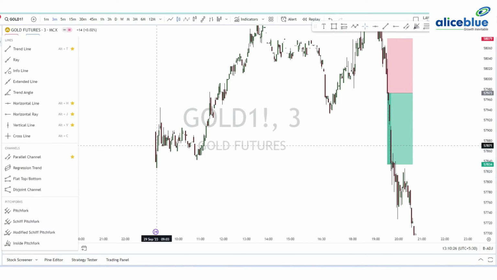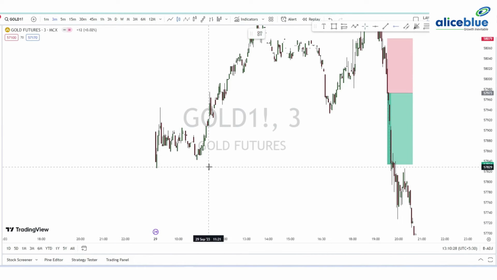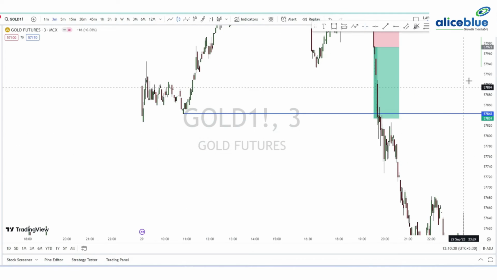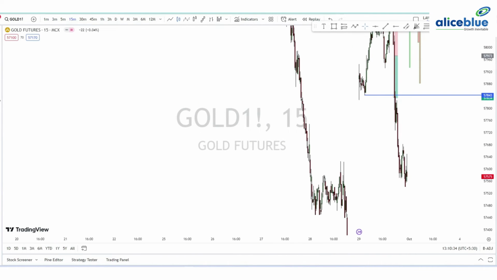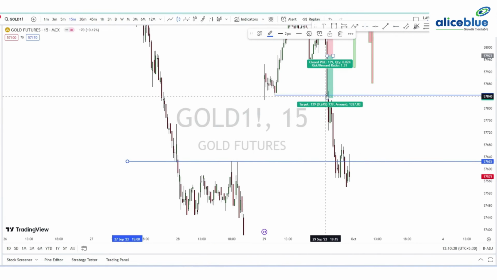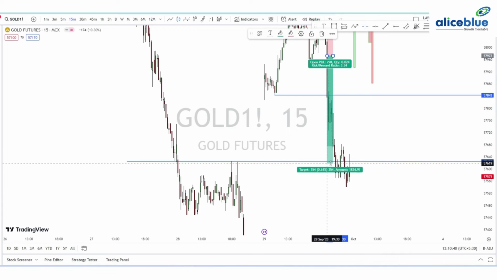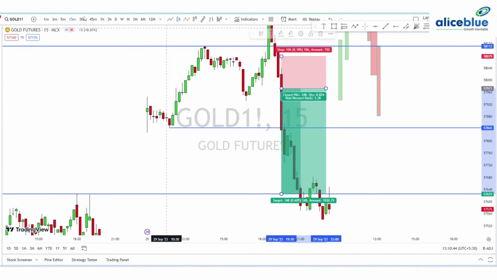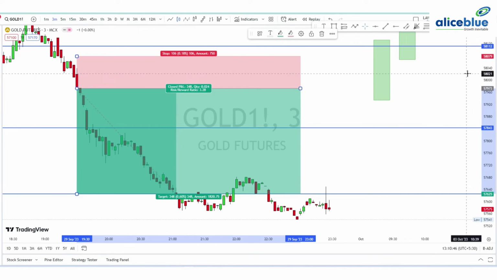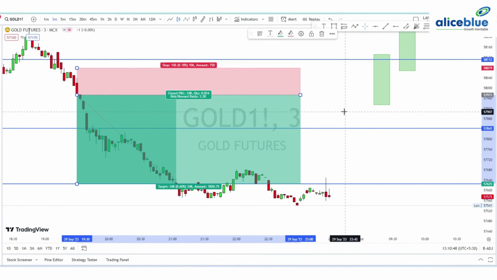This is the first support, this is our target 1, and for the second support we can look into the 15 minutes time frame. Right, it's a resistance. If the resistance is broken, that will become a support. This is how we can work with the 3 black crows candlestick pattern.